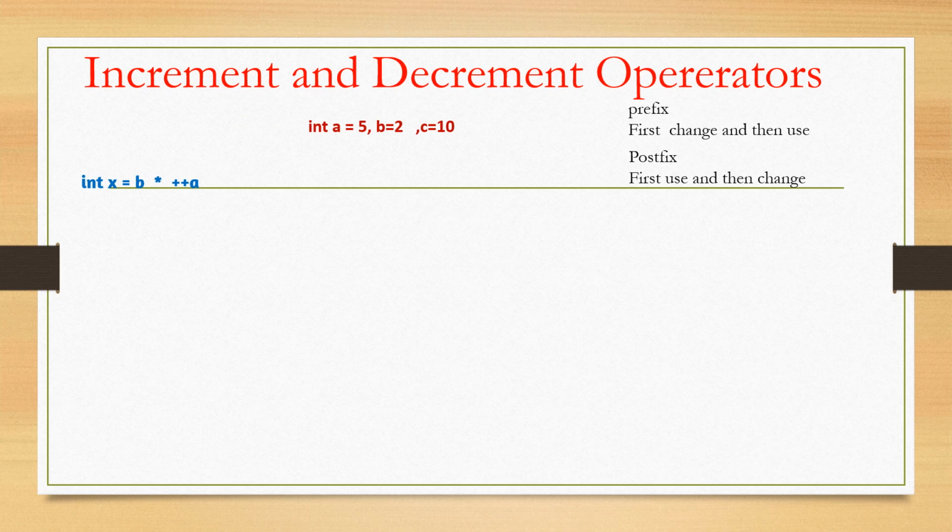So keeping this in mind, we can revise these 3 questions. Here the values given: int a is 5, b is 2 and c is 10. Now if we are saying int x = b * ++a. Here the value of b is 2, and it is not prefix or postfix, so we will take 2 into. Now here we can see ++a, which means it is prefix. First change it: ++a means a will become a + 1. A was 5, now a will become 6. First change it and then use it in the expression. That means 2 into 6, it is 12.